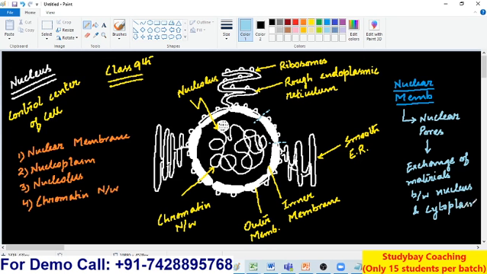Right, so just to exchange, it has pores and they exchange the material between the nucleus and the cytoplasm. All right, then the next point is about the nucleoplasm. Nucleoplasm. All right, nucleoplasm. So let me move it from here.